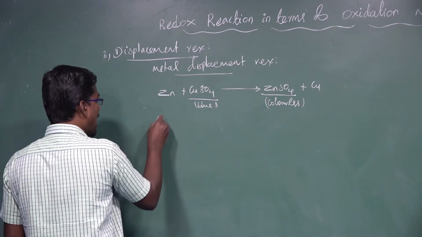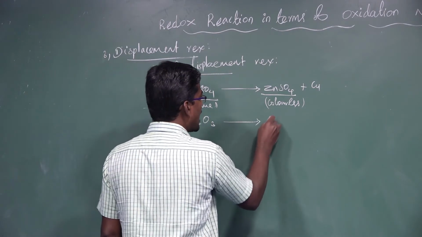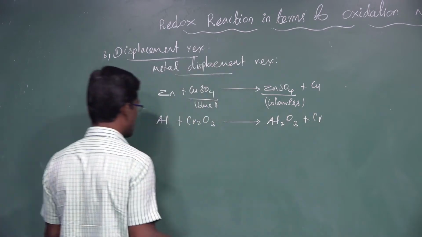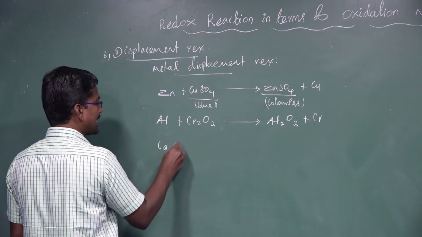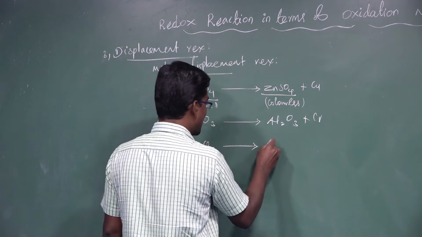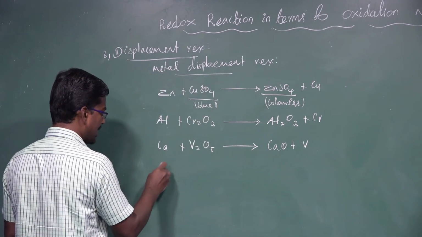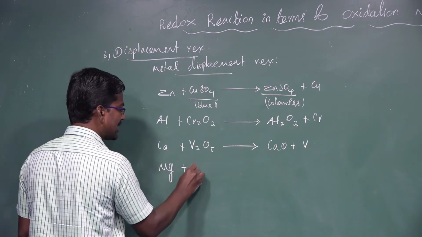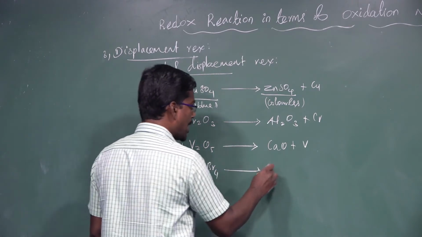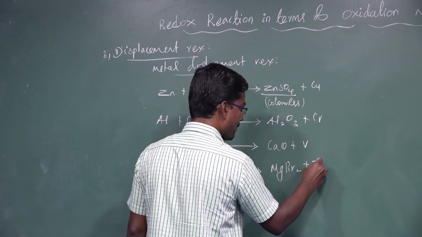Another one, aluminium metal reacts with chromium oxide, Cr2O3, giving aluminium oxide, Al2O3, plus chromium metal. Then calcium metal reacts with vanadium oxide, V2O5, giving calcium oxide, CaO, plus vanadium solid element. Then magnesium metal reacts with titanium tetrabromide, converting into magnesium bromide, MgBr2, plus titanium.